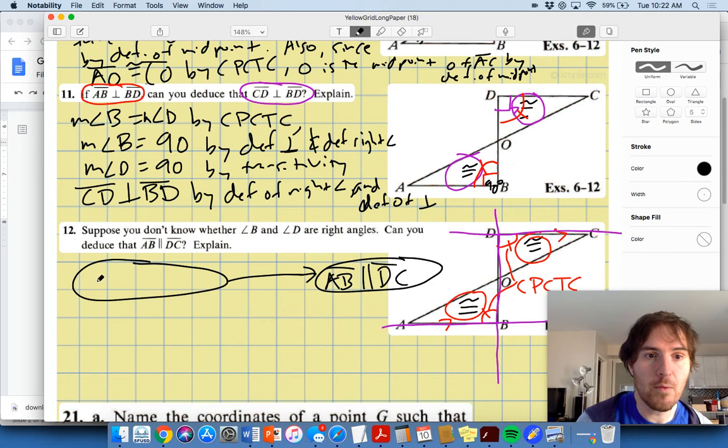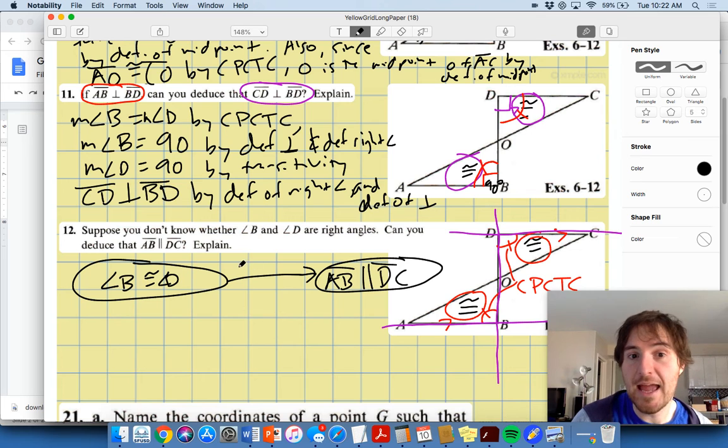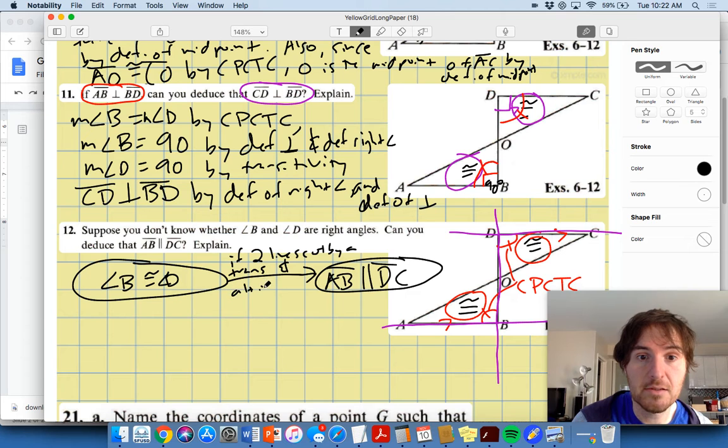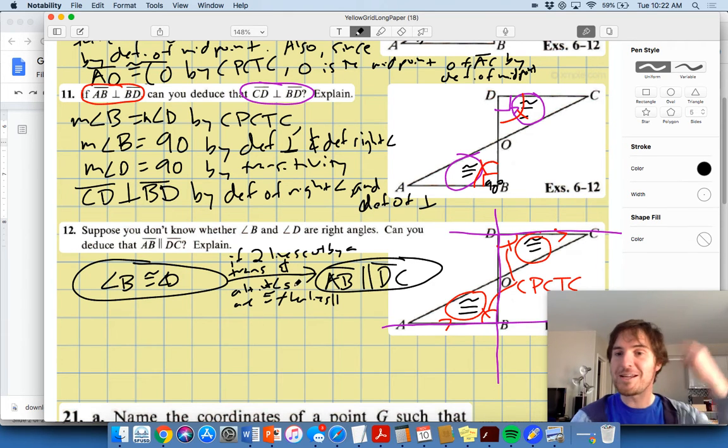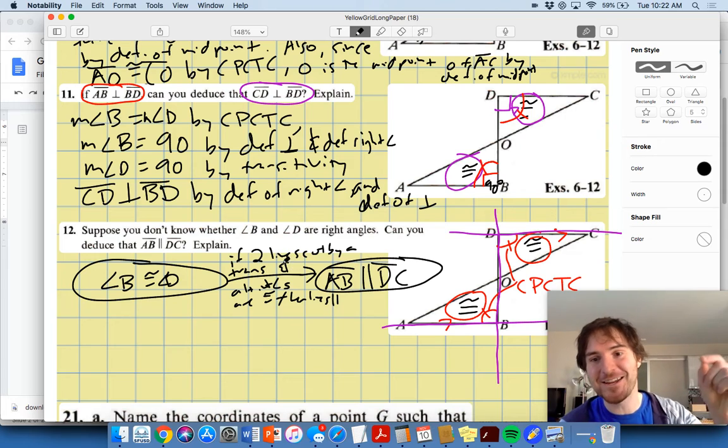So what we're going to do here in explaining is show that angle B is congruent to angle D, and that would have proved that the two lines were parallel, because if two lines are cut by a transversal and alternate interior angles are congruent, then the lines are parallel. Okay, so that's the way we're going to get there. So we need to go through our thinking. How do we prove that? How did we get that there?